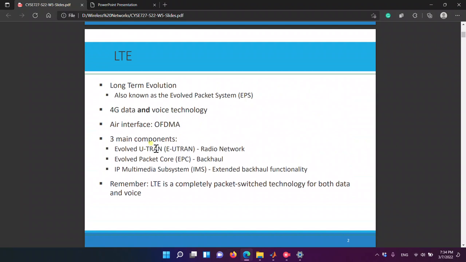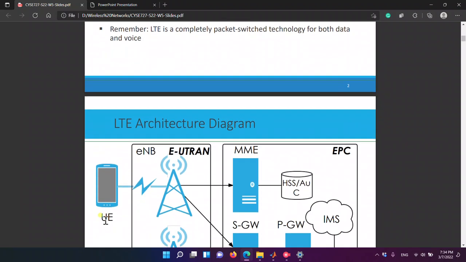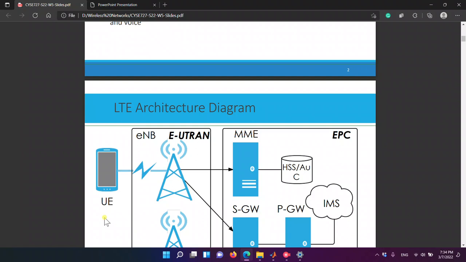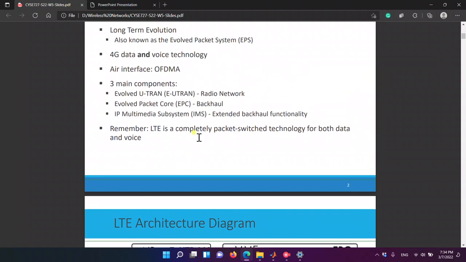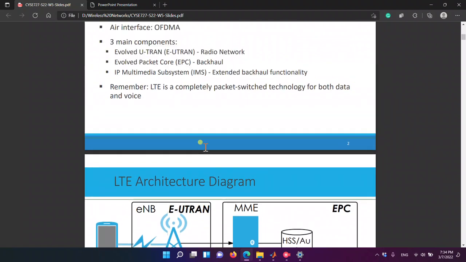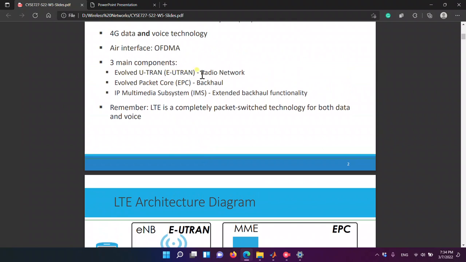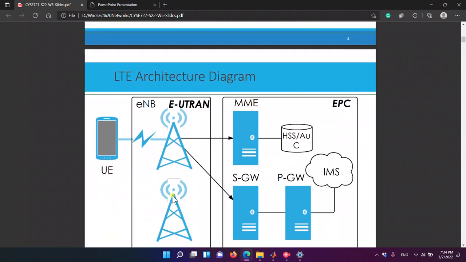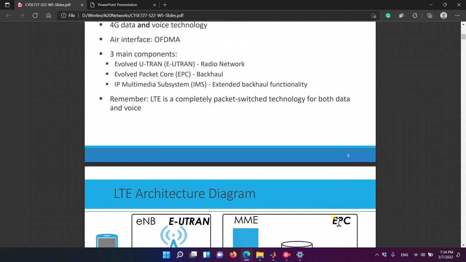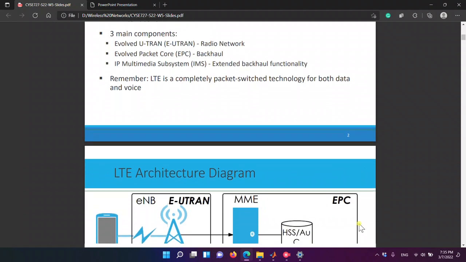Oh okay, so this is the UTRAN, the evolved one. This is the EUTRAN. And this is just the device. The architecture involves the EUTRAN, the evolved UTRAN, which is the radio network. So this is the radio network, and this is the EPC, which is the backhaul, and it stands for evolved packet core.